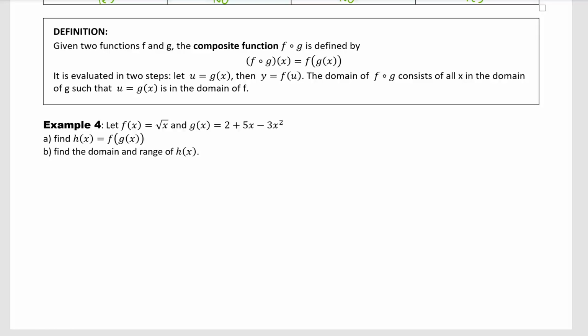Alright, so let's look at example 4. We let f of x be square root of x, and we let g of x be 2 plus 5x minus 3x squared. Part A, we want to find h of x. Okay, let's see.